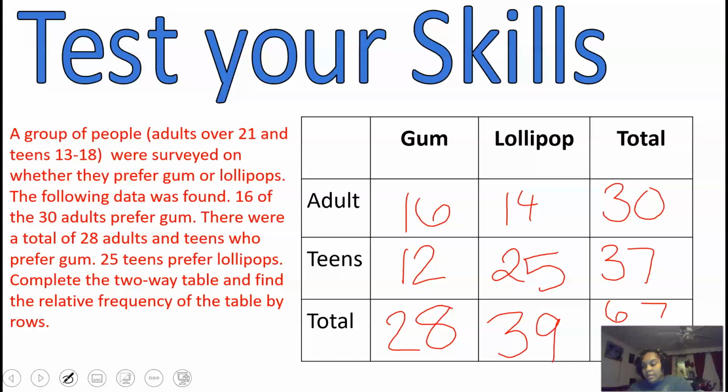And we can do the math and check our work. So 28 plus 39 is 67. 30 and 37 is 67. So that is correct. So we completed a two-way table with just information that they gave us. We filled in a two-way table with information that was pre-filled in. We completed it and answered questions.